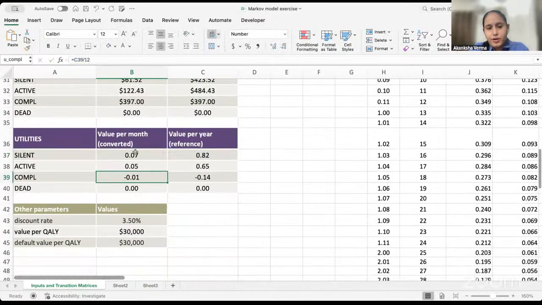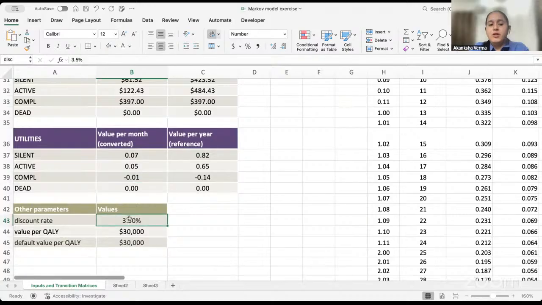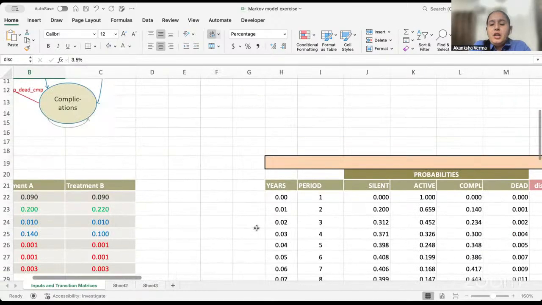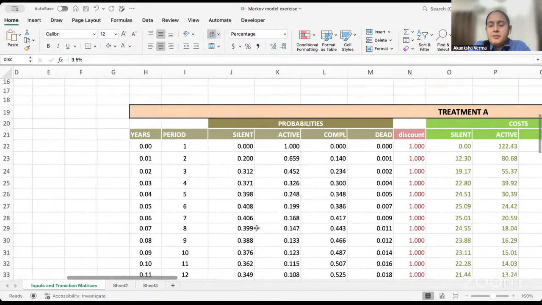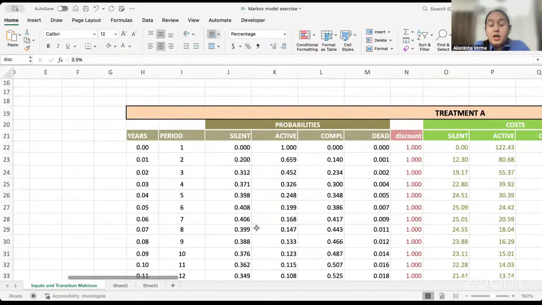Okay, we have utilities for each, and then what discounting you want to use, and what value per quality. If you want to change the qualities to monetary value, if we want to monetize the qualities and see the cost benefit ratio, then this will be important. Okay, now here comes our probability matrix, our Markov trace.